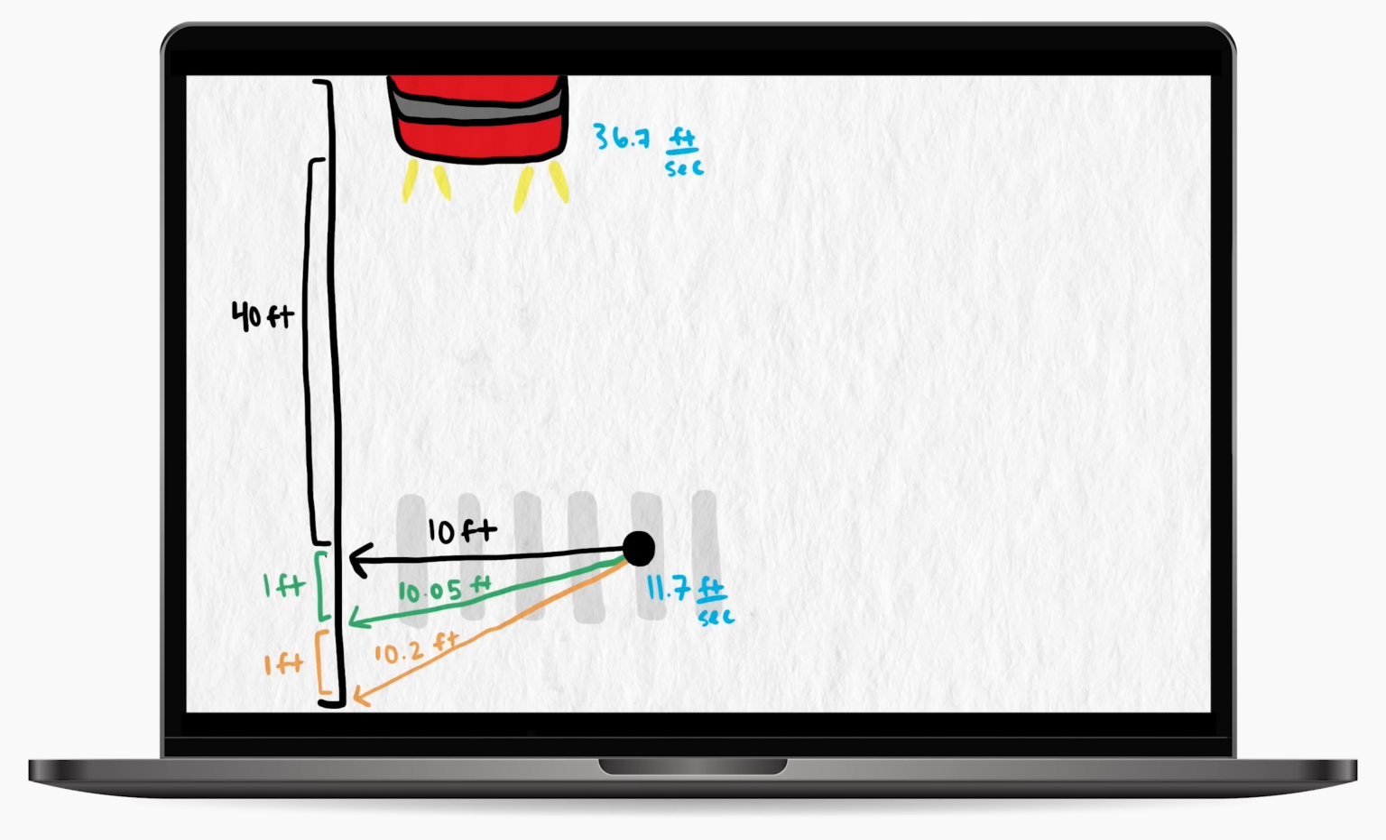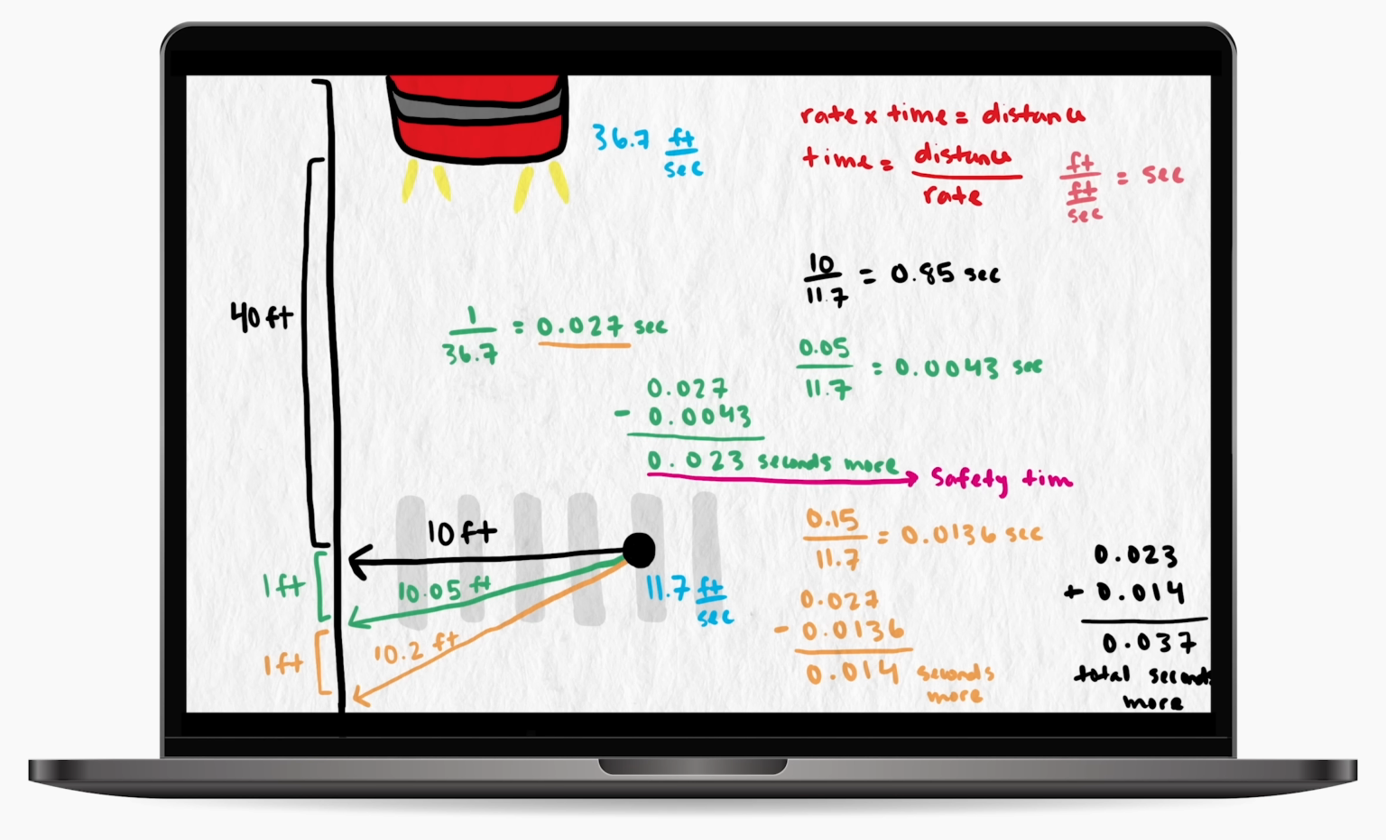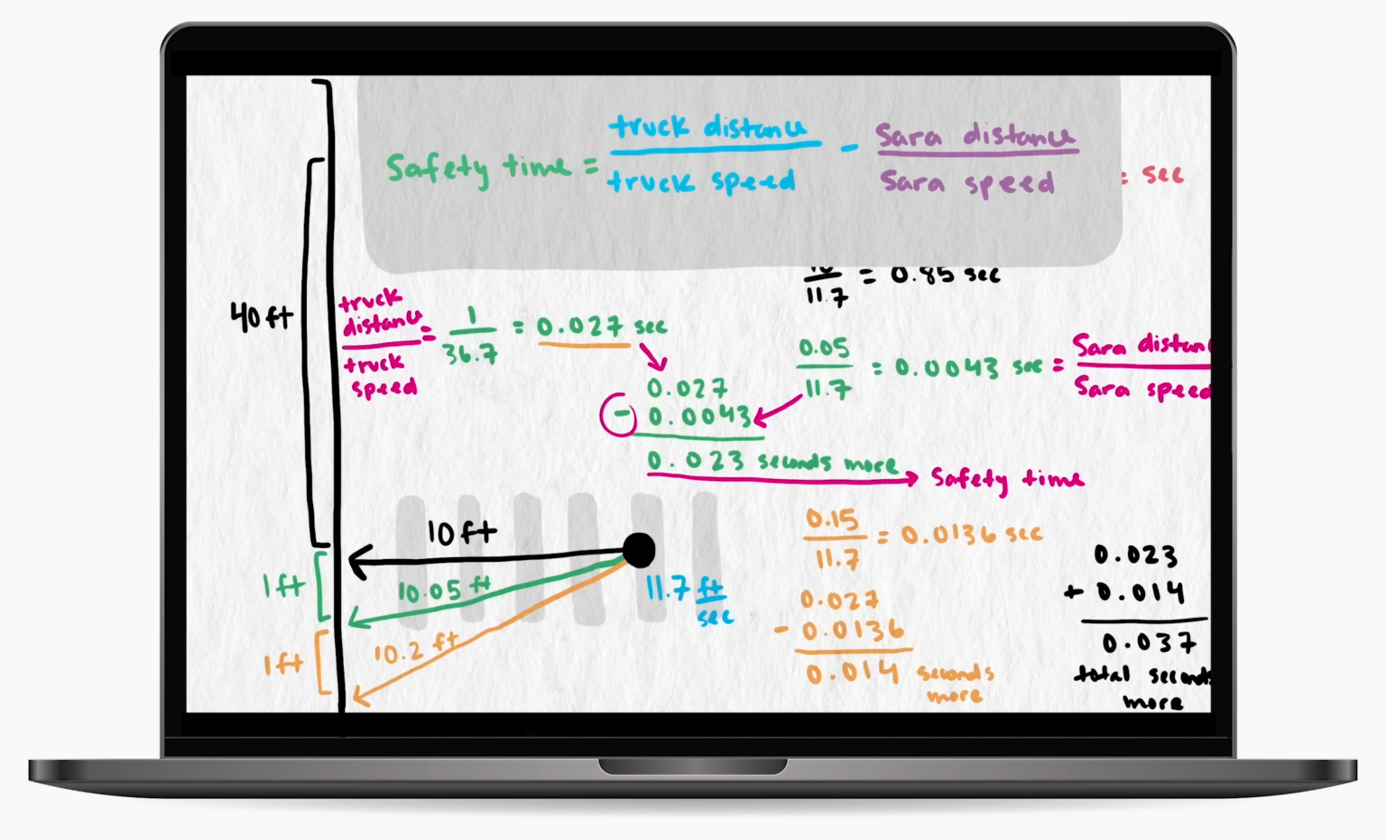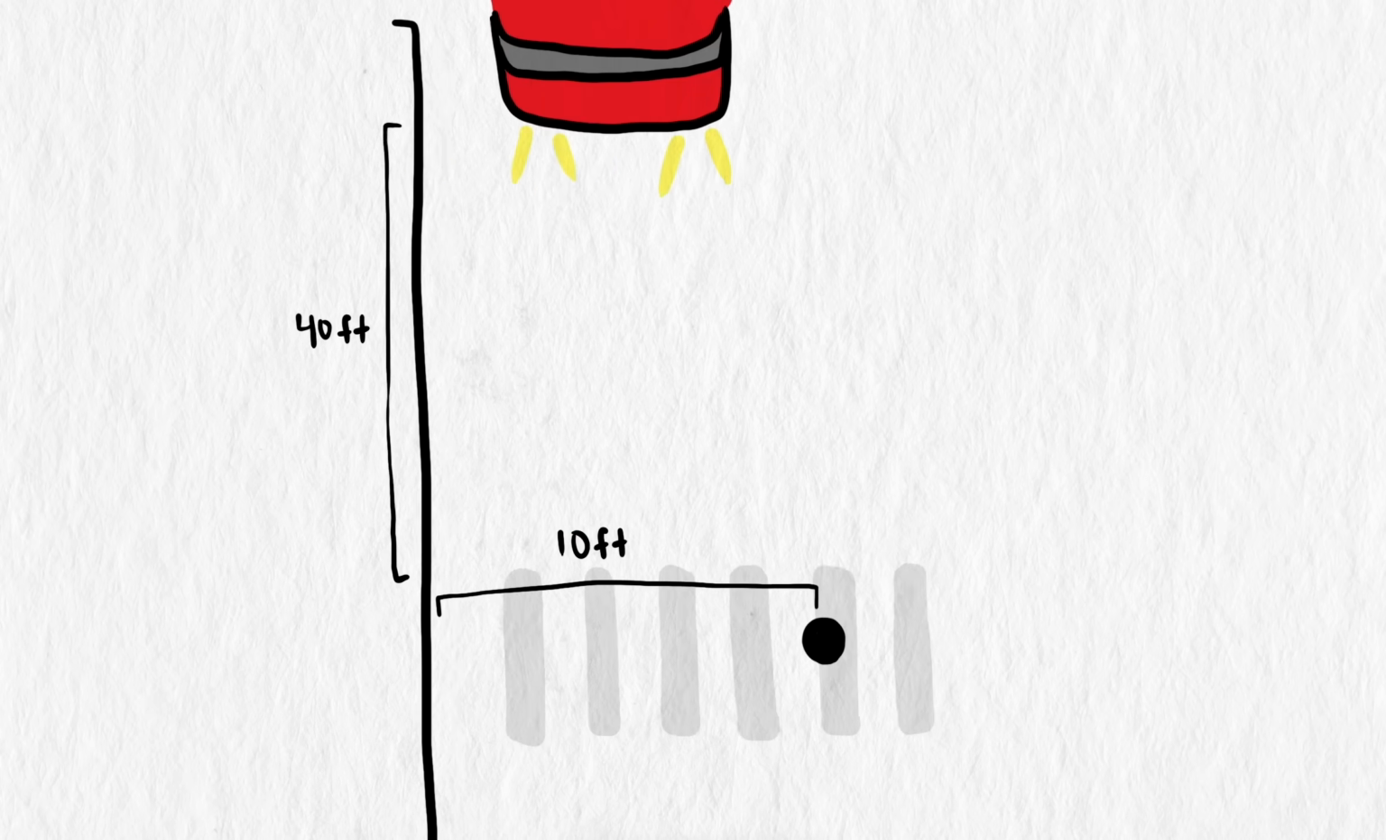Let's move on to some pre-calculus concepts to answer this question. First, we need to develop a trig function that represents our scenario. To calculate the safety time earlier, we use the equation rate times time equals distance, and then we solve for time to get time is distance divided by rate. The safety time is the difference between the truck's time and Sarah's time. So the general form is truck's distance divided by truck speed minus Sarah's distance divided by Sarah's speed.